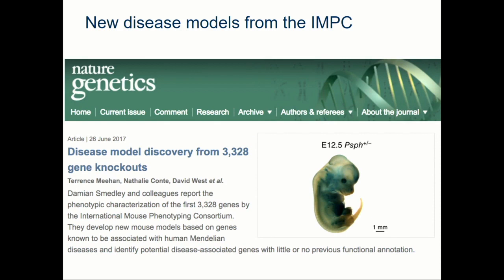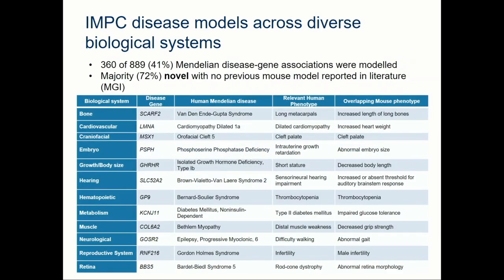We published a paper last year in Nature Genetics, and this is the high-level overview of this phenotype matching between diseases and the IMPC lines across the first 3,328 genes that were disrupted. What we showed in this study is that there are 889 Mendelian disease gene associations where we have IMPC data for that gene in the mouse. For 41% of them, we have some sort of phenotype similarity between the mouse and the human disease. I should say this was incomplete data on the IMPC side in some cases, so we might expect this figure to go up in the future.